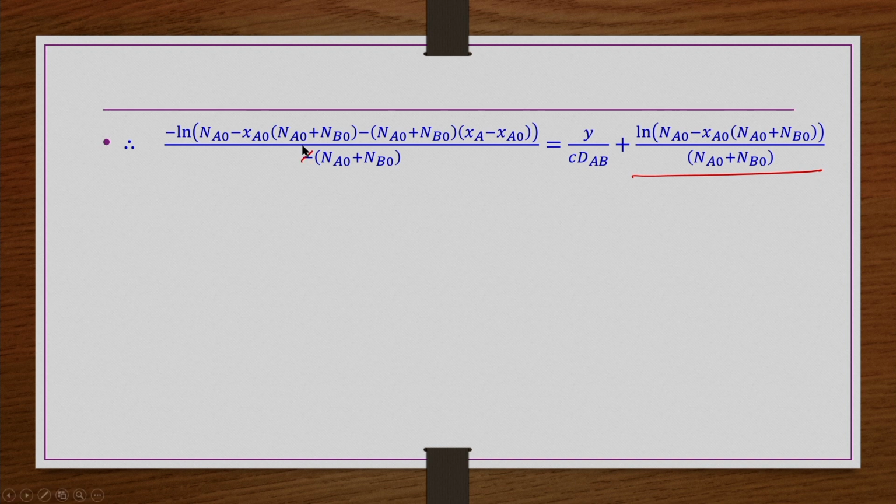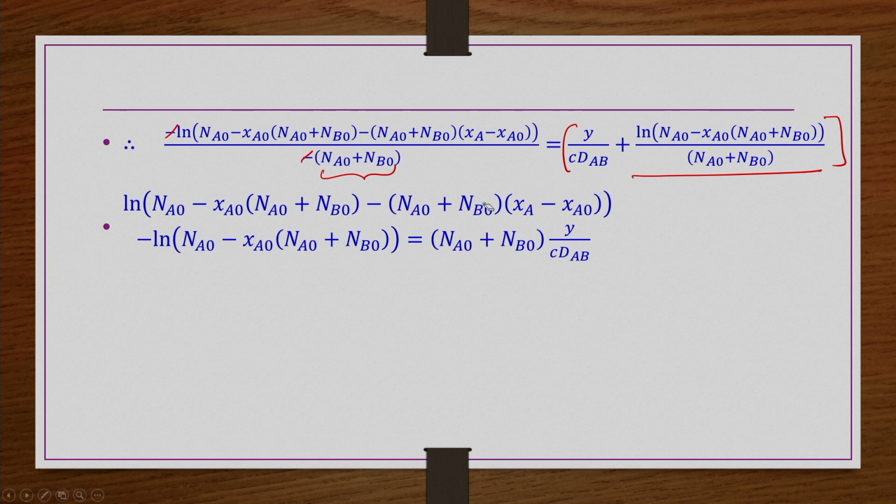Now this minus you can cancel out, and then this NA naught plus NB naught you take to the right hand side and multiply by these two terms. Then what you have: left hand side this term, in the right hand side NA naught plus NB naught y by C dAB should be there, and then the second term NA naught plus NB naught is cancelled out, only ln NA naught minus XA naught NA naught plus NB naught would be there. So that we brought to the left hand side, directly I have written.